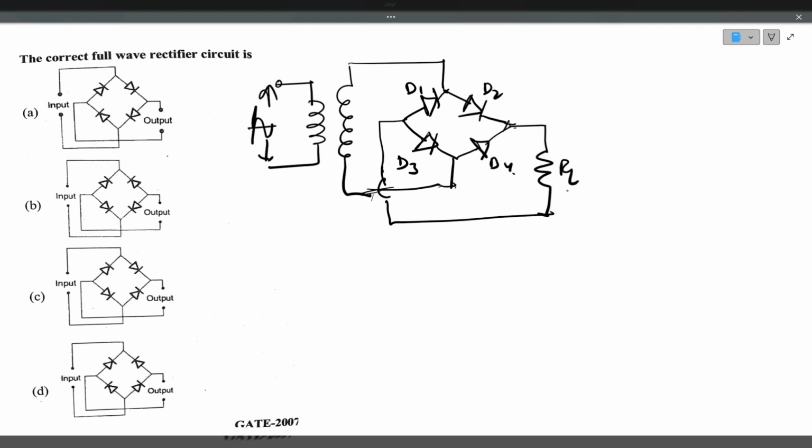This is the input. So it contains four diodes. These are some of the important points of the full wave bridge rectifier. For a bridge rectifier, these points are very important. The output will be like this.